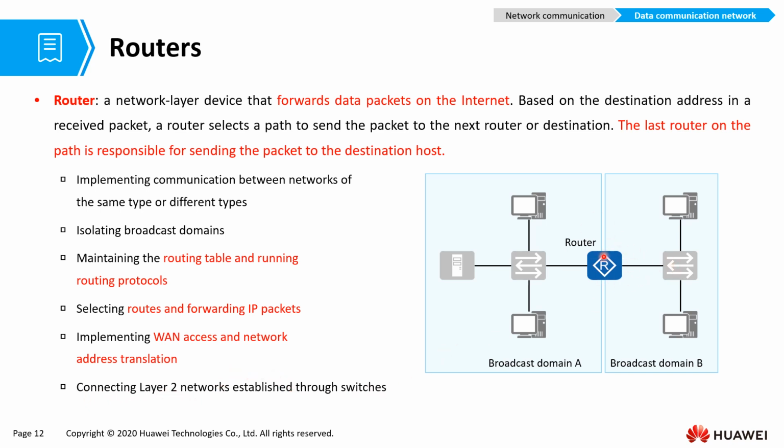We have a router connected to two switches, and every switch forms a broadcast domain and multiple collision domains. We see broadcast domain A and broadcast domain B. This means the router divides the network into multiple broadcast domains, such as broadcast domain A and broadcast domain B.